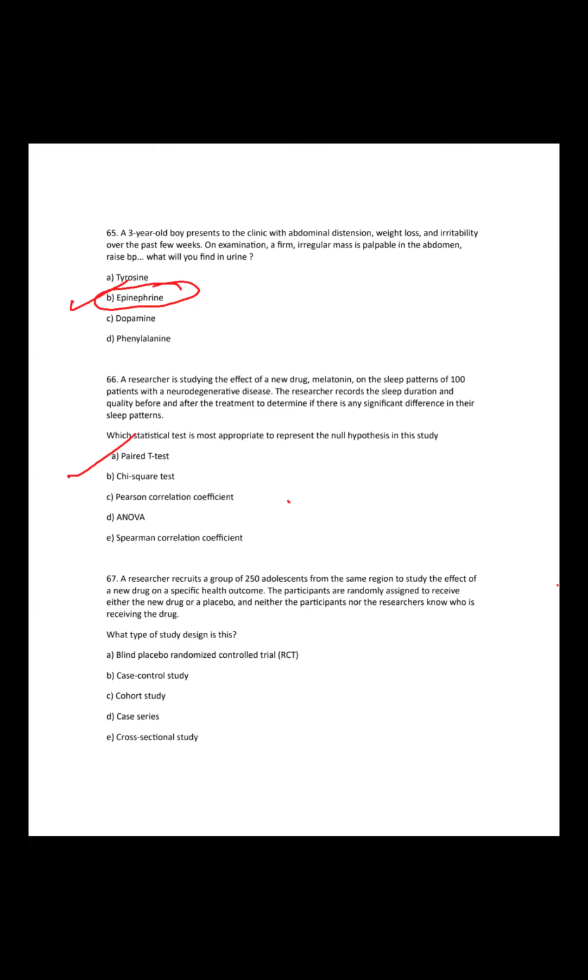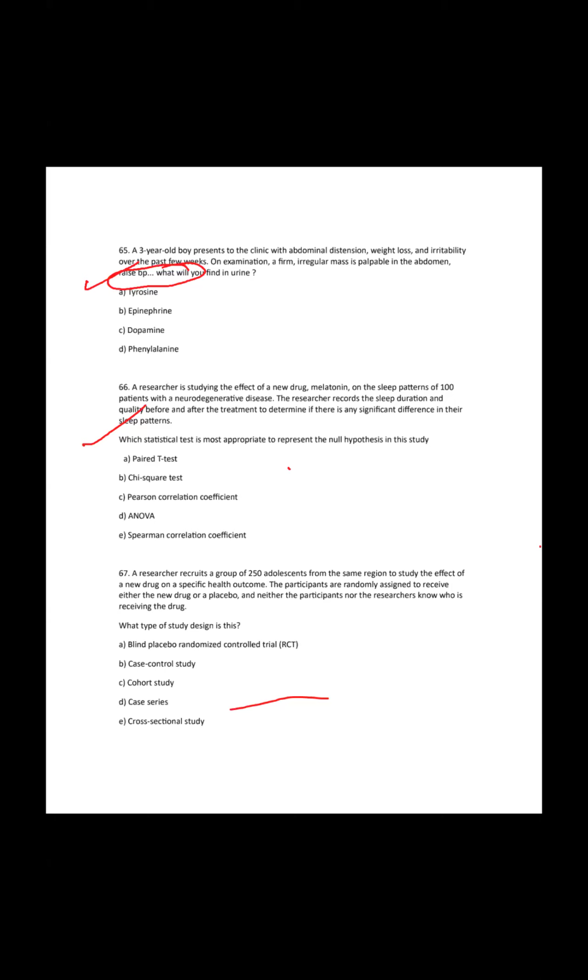Now, next question: a researcher recruits a group of 250 adolescents from the same region to study the effect of the new drug on a specific health outcome. The participants are randomly assigned to receive either a new drug or placebo. Neither the participant nor the researcher knows. So it's a double-blinded placebo randomized control trial. So the answer would be A over here. Okay.